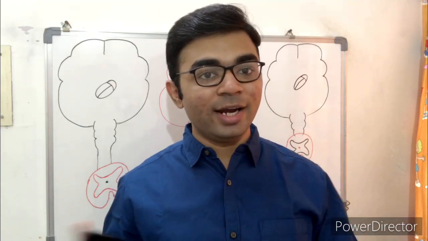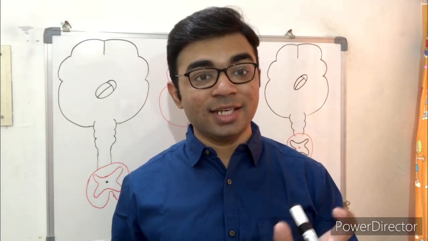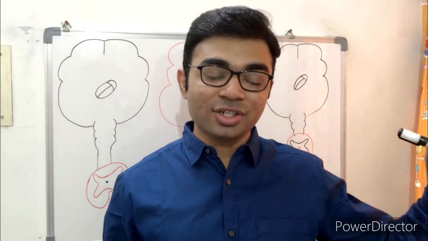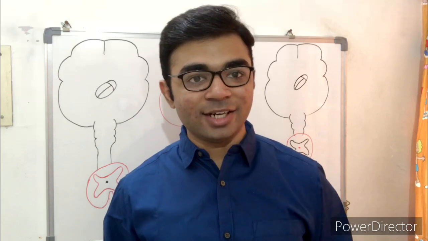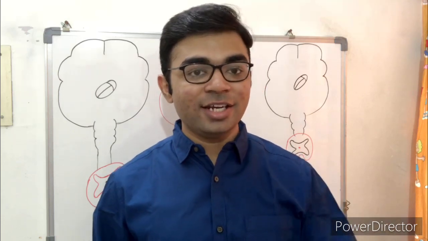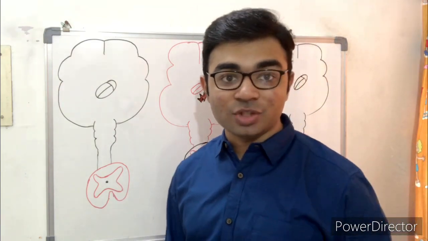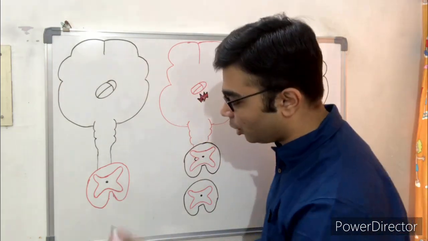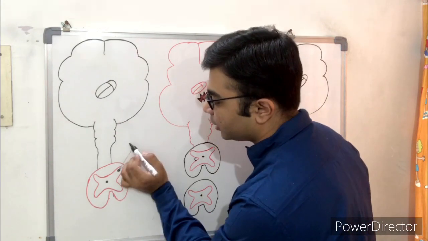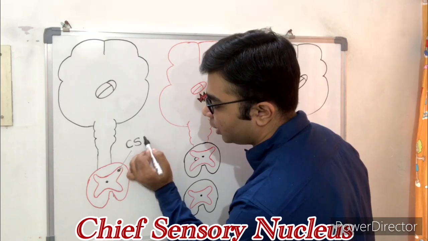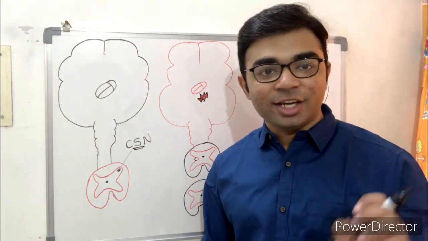So the spinal cord is like a bridge between these two, and the word tract suggests that the sensations are reaching up to the brain via the spinal cord. So let's get started with the first tract, the anterior spinothalamic tract. As I discussed in my previous video, in the posterior gray horn there is one nucleus named the chief sensory nucleus. I write it in short form, the CSN, the chief sensory nucleus.